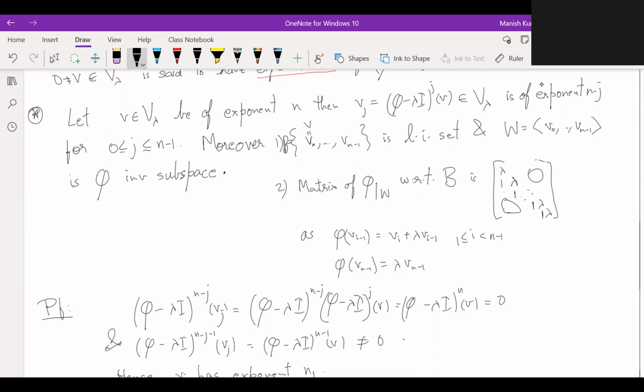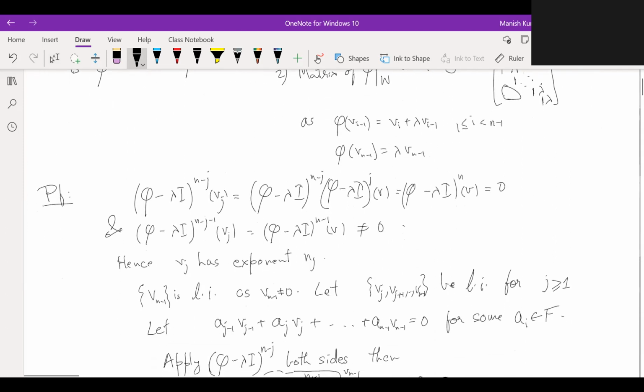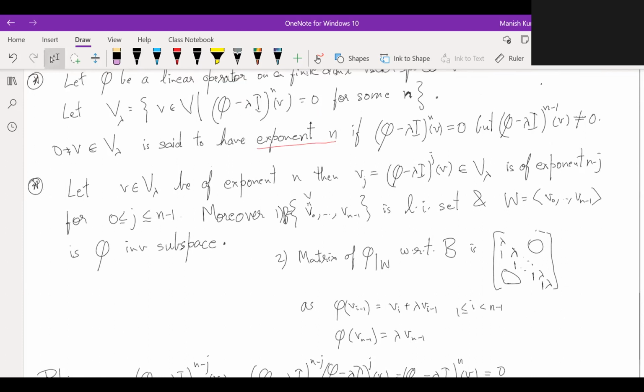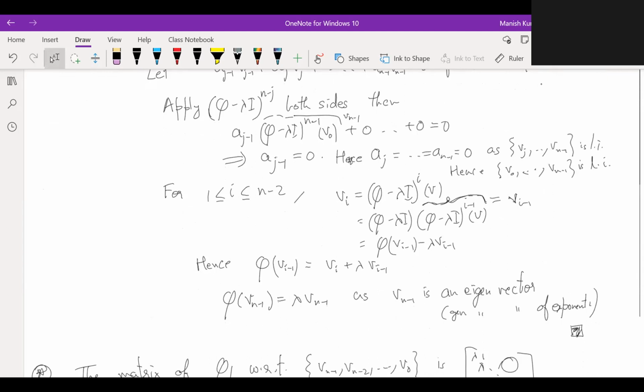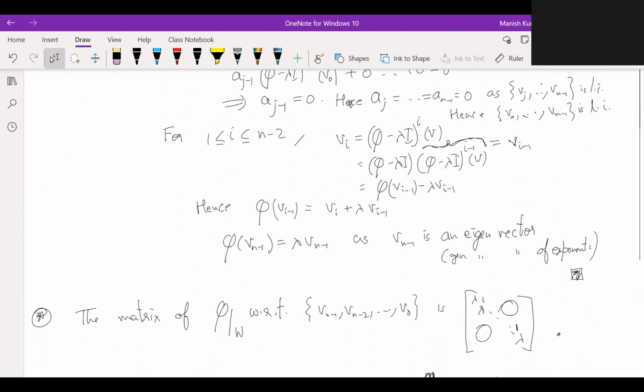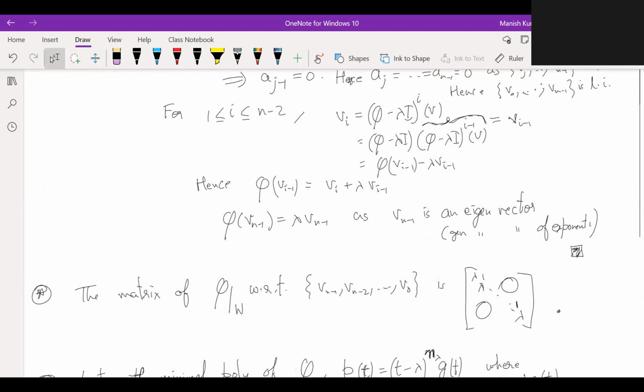So our Jordan form is coming out to be the transpose of what we wrote, but that's not a problem. If you write this basis in the reverse order, then you can check that the matrix will be transposed. Maybe this is something, I can't say it's homework, just an exercise, some observation. The matrix of phi restricted to W with respect to the same basis in reverse order, if you write it down, you'll get an upper triangular matrix.